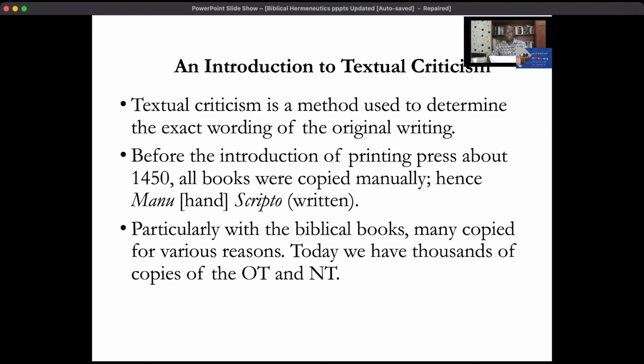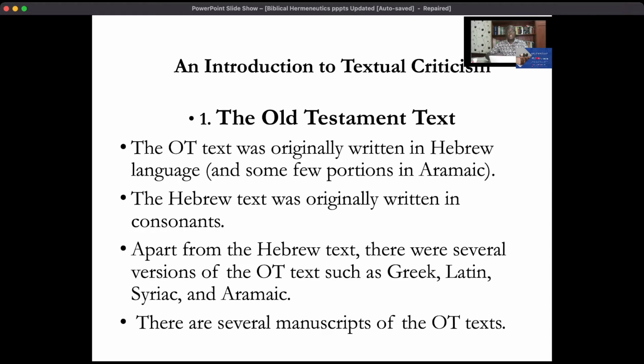Today we have thousands of copies of the Old Testament and New Testament. The Old Testament text was originally written in the Hebrew language and a few portions in Aramaic. The Hebrew text was originally written in consonants. Apart from the Hebrew text, there were several versions of the Old Testament text such as Greek, Latin, Syriac, and Aramaic.